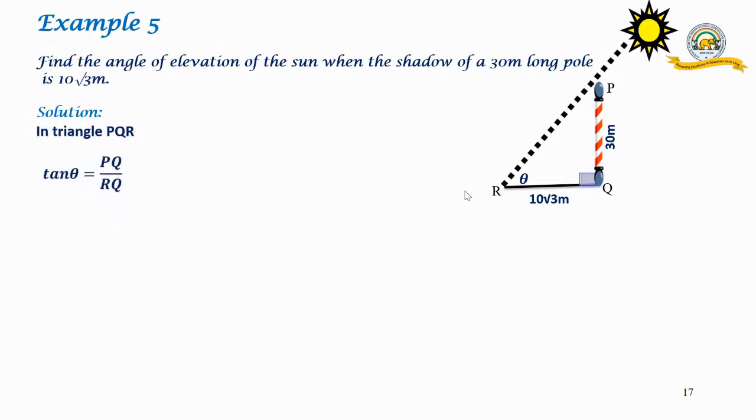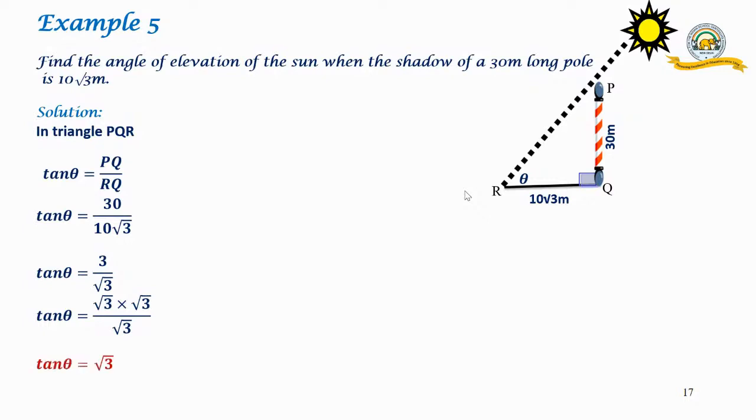In triangle PQR, tan theta equals PQ by RQ because it's a tan, perpendicular by base. Put the value 30 by 10 root 3. So tan theta equals 3 by root 3. So therefore, now 3 we can write as root 3 into root 3. You all know this. And we cancel one root 3. Tan theta equals root 3.